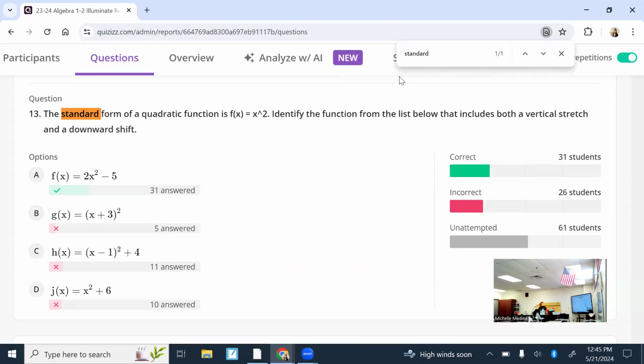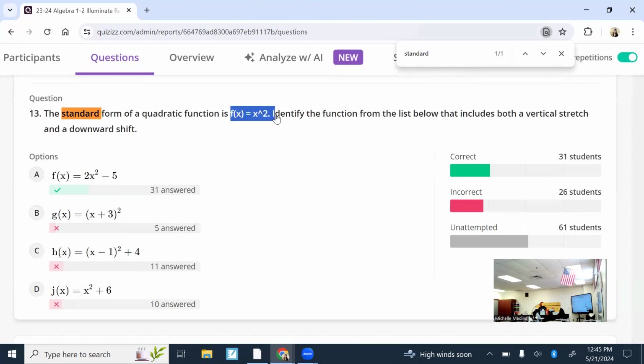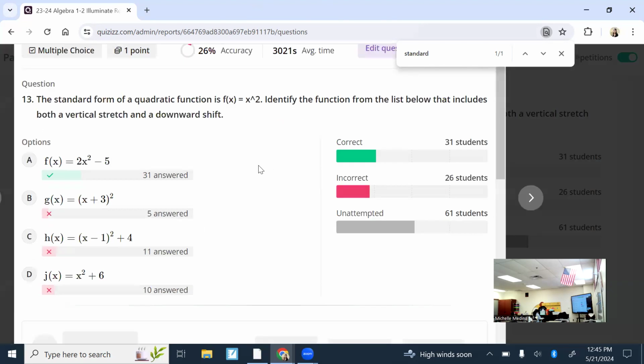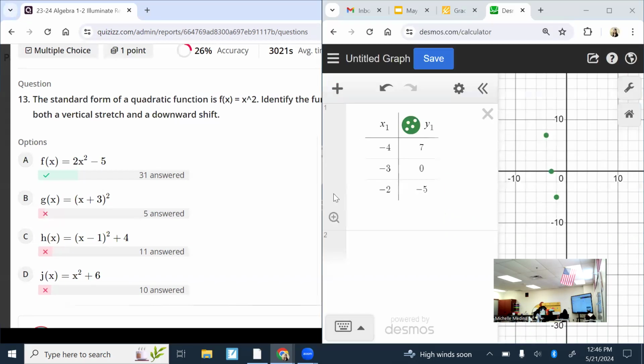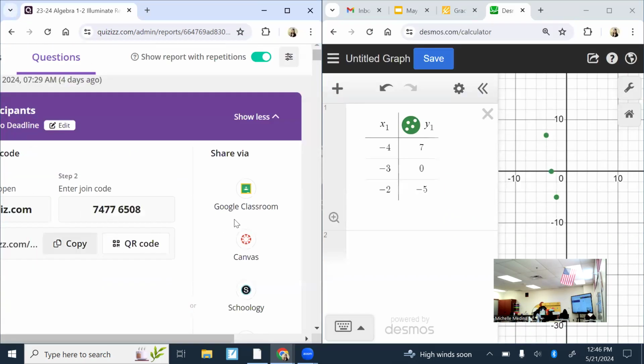Okay. So the standard form of a quadratic function, and this is our parent graph, by the way. X squared is our most simple quadratic we could possibly have. It says identify the function from the list below that includes both a vertical stretch and downward shift. So I could dissect all of these, right? But probably the easiest way to do it on your tests, because I have taught you how to evaluate just from looking at it, if it's going up, down, left, right.